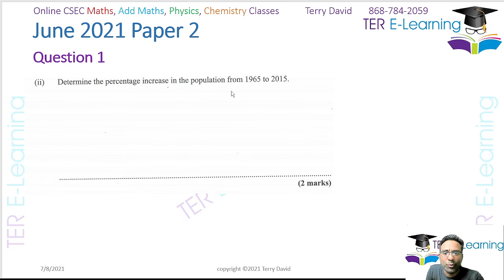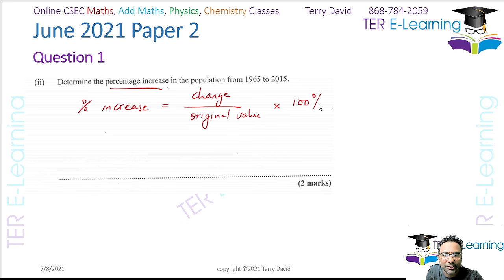Second part now, they said, what is the percentage increase? Now, anytime they ask you about percentage increase, right? So percentage increase, right, is simply equal to whatever the change was, right, divided by my original value, right, multiplied by 100%. That's how we find percentage change in anything.